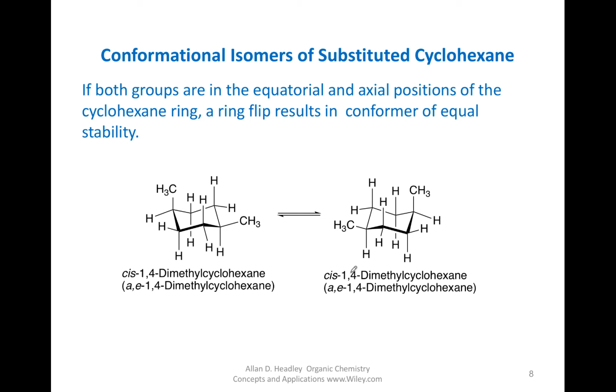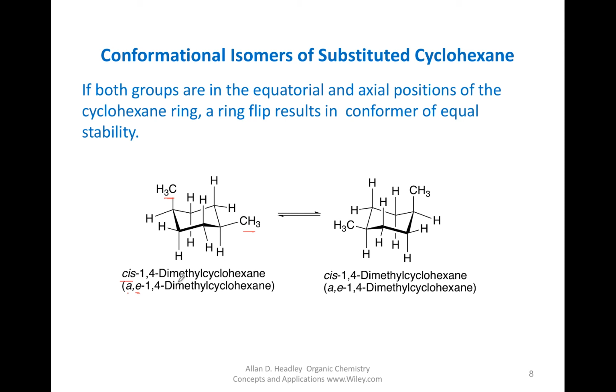Let us look here at another example. Compared to the previous slide, we have switched one of these groups here from the equatorial into the axial. So this one is now an equatorial axial. As we can see here, equatorial axial. This will be the cis because we have just switched one group. So it has to be different from the previous one. So this is the cis conformer.